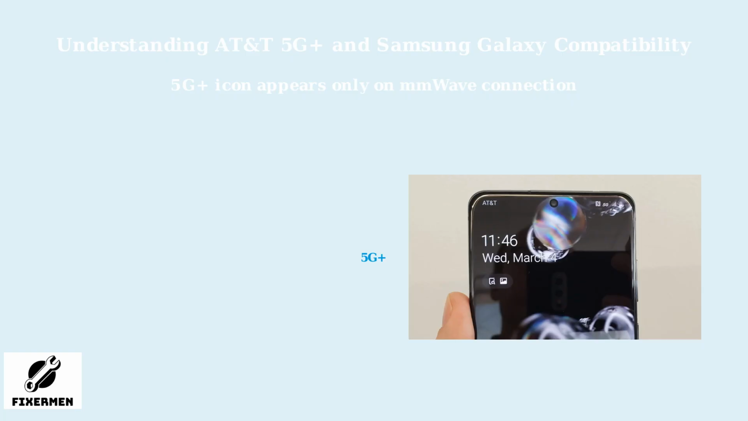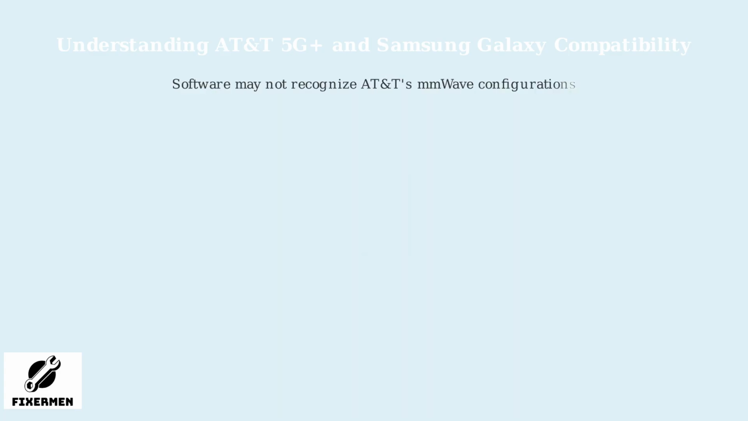If the software doesn't recognize AT&T's specific configurations or the signal is weak, the icon may not appear even if connected. Compatibility issues arise when the phone's software fails to recognize AT&T's specific mmWave band settings, or when the signal strength falls below the threshold needed for the icon to display reliably.